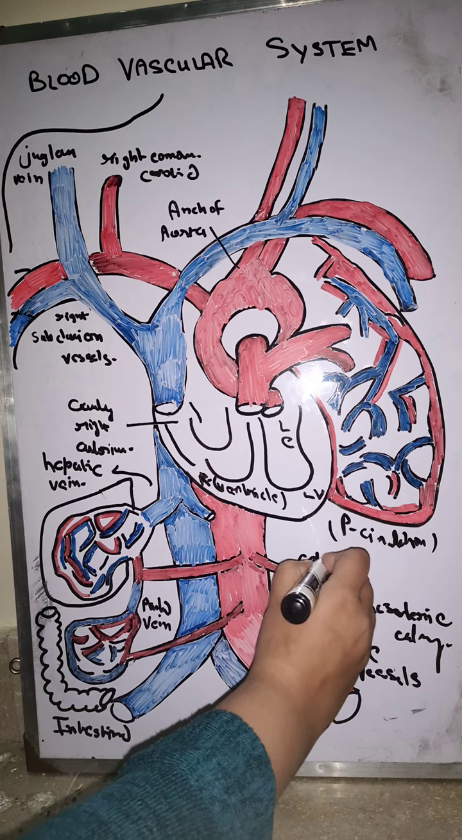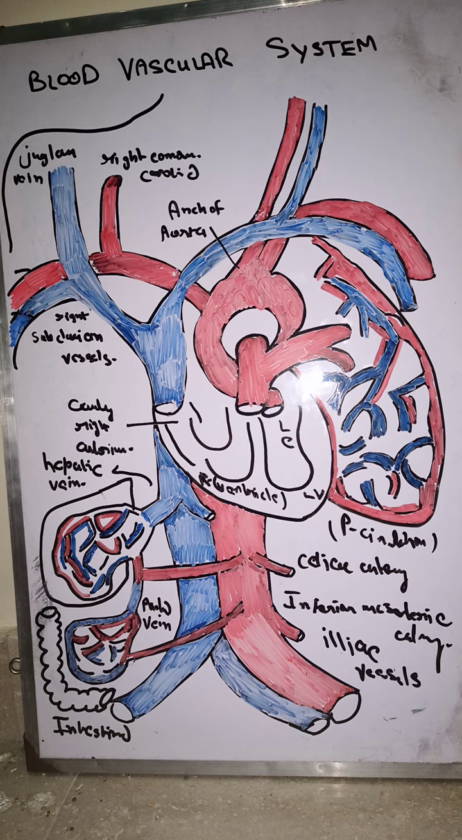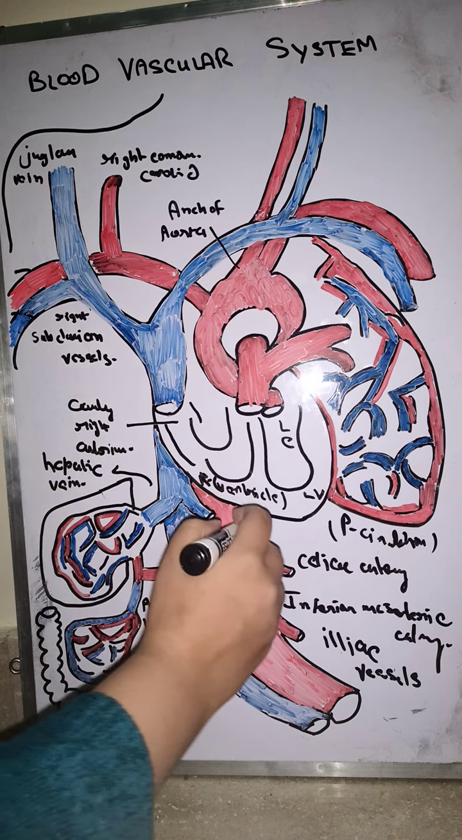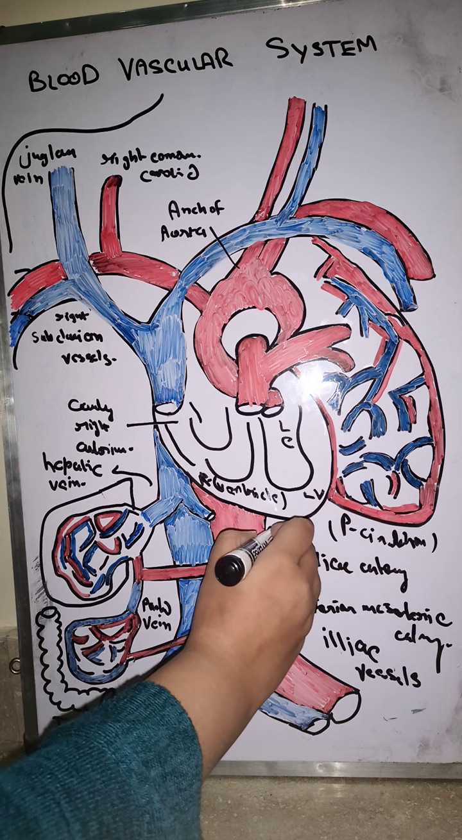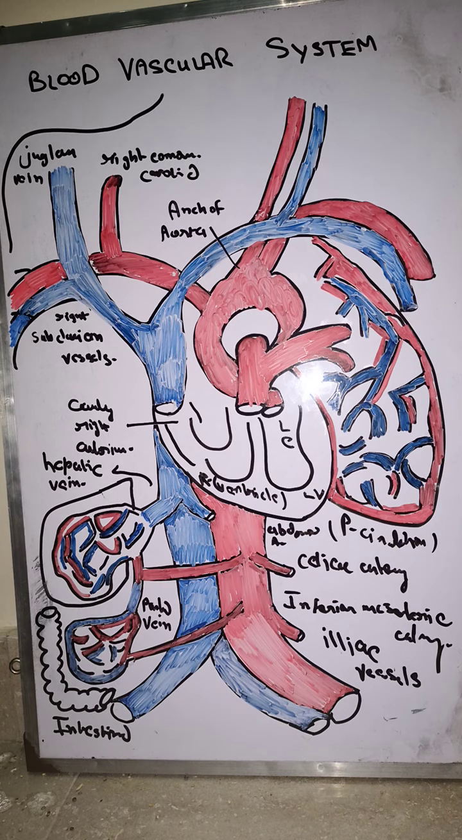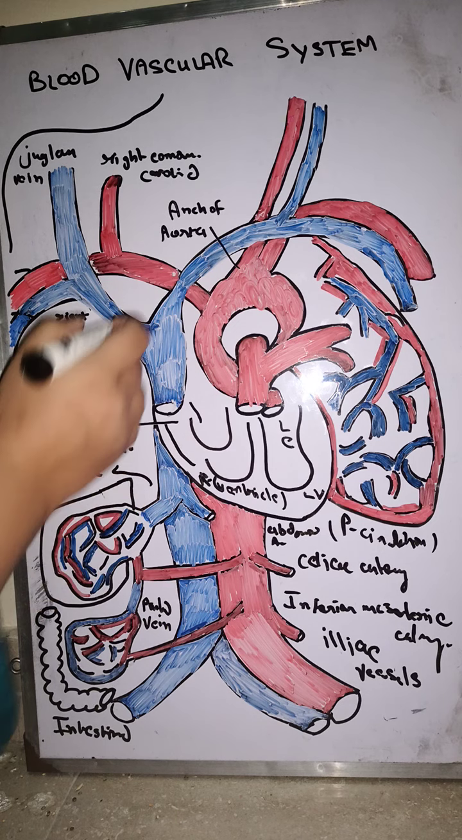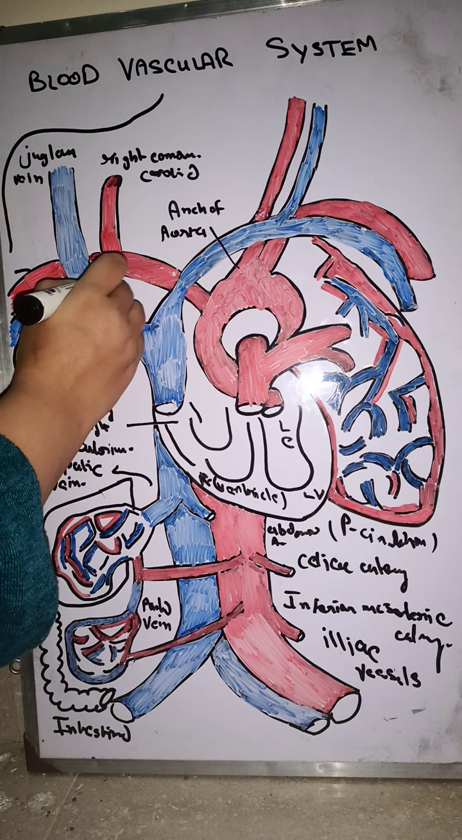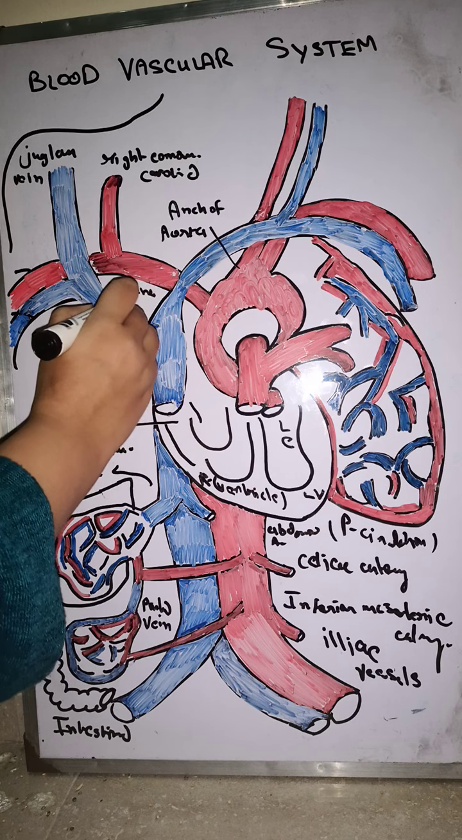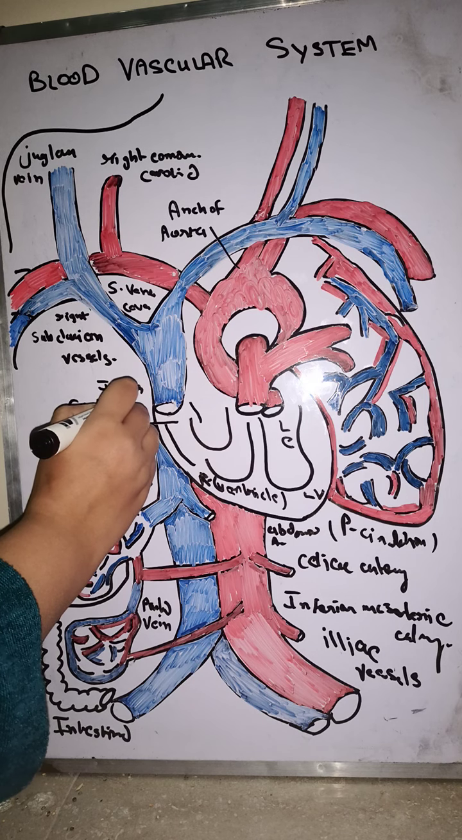The celiac artery supplies the gut. If it is the aorta it is simply called the aorta, otherwise here it is called the abdominal aorta. The part below the heart is called the inferior vena cava. The upper part is called the superior vena cava, and this is the inferior vena cava.